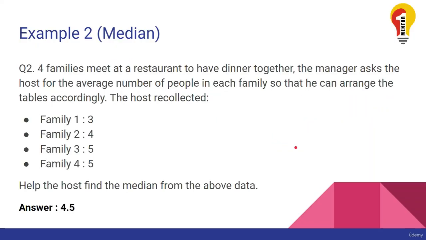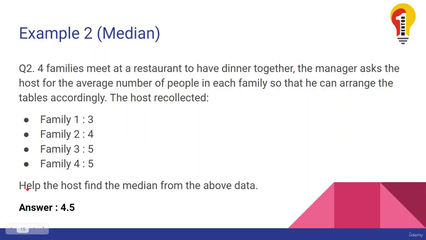Let's look at a different example for median so that we have a better idea. We have four families that are going to meet in a restaurant, and the manager asks the host what is the number of people per family on average that are going to come, so that he can make the arrangements of the table accordingly. The host recollects that family 1 has 3 members, family 2 has 4, family 3 has 5, and family 4 has 5 again. So now he can't say, you make 3 chairs here, you make 4 there. So how does he give an average value?